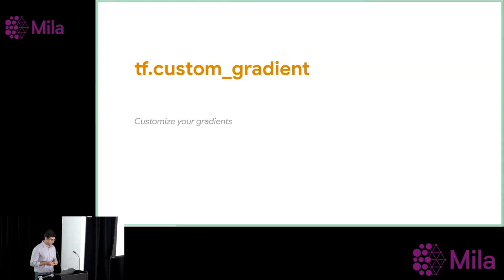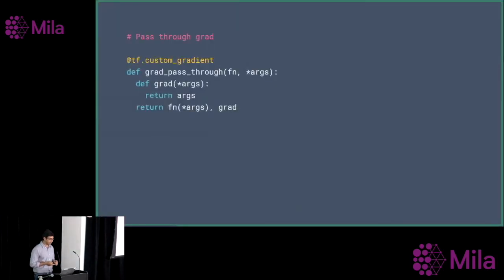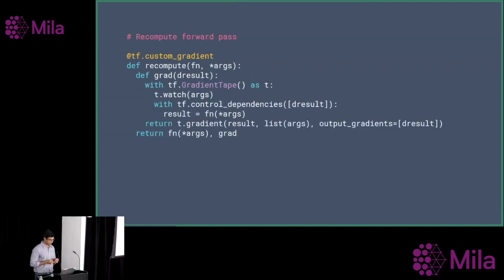Another cool thing is tf.custom_gradient. This allows you to specify a custom gradient function for any Python forward function you have. For example, say for any reason you have a non-differentiable forward function fn, but in your backward pass, you don't want to drop your gradients. In that case, you can define this kind of gradient pass-through function, which basically says, just pass my incoming gradients through instead of dropping them.